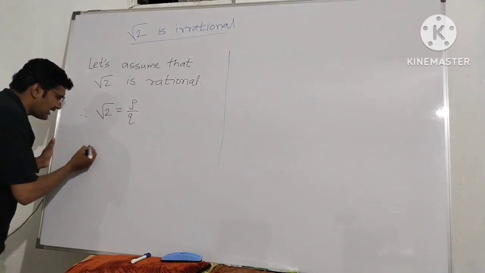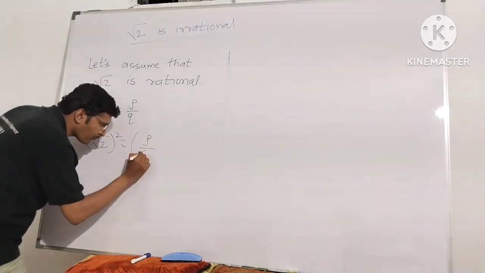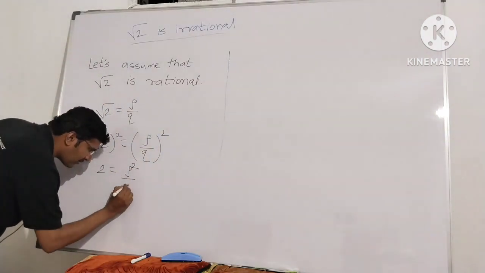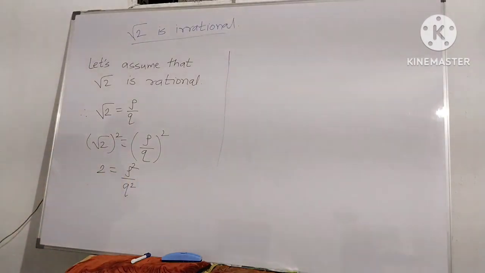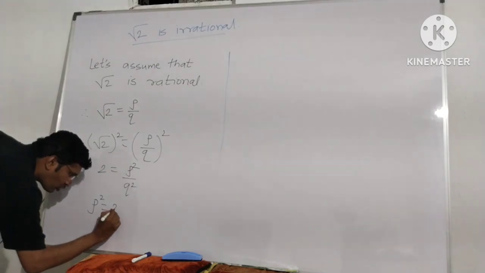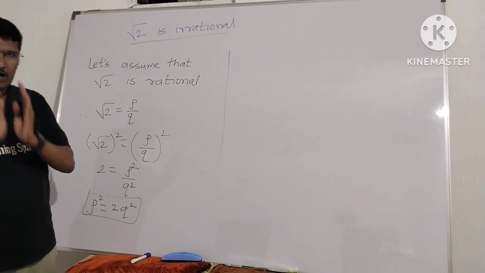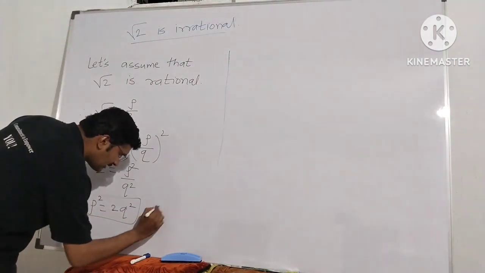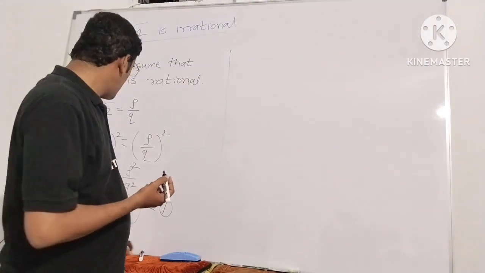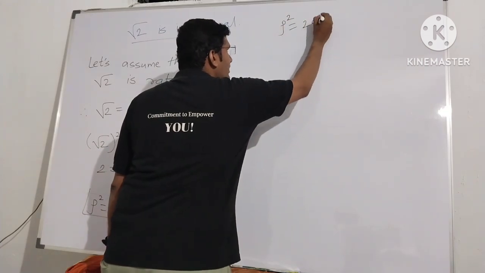So we'll square both sides. On squaring both sides we get 2 equals p square by q square. So we get p square equals 2q square. We have come to the half of the proof. This is our first equation: p square is equal to 2q square.